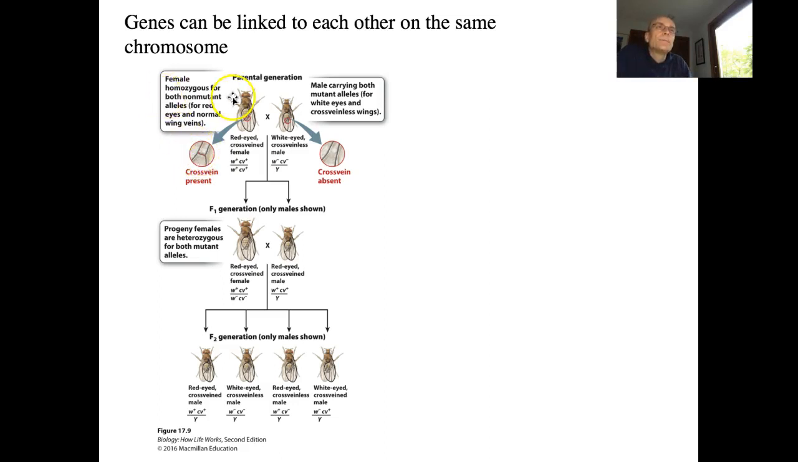So we have the parental generation, then we have the F1 generation, the F2 generation. We have a trait, we have two traits. One is the eye color, the W plus W minus, so that's the white and the red. You see them here, red and white.